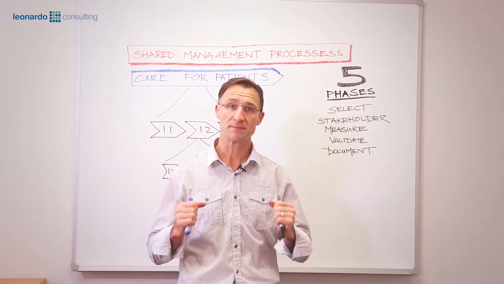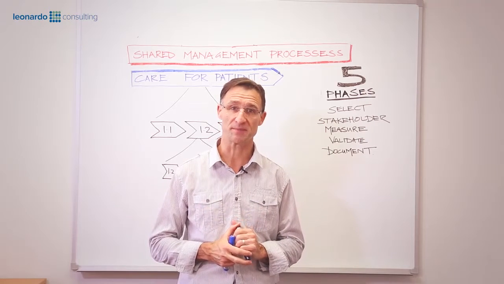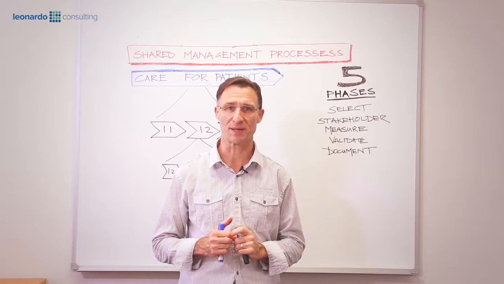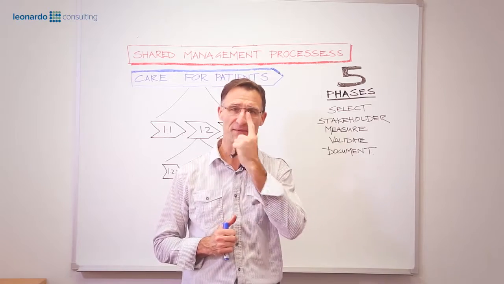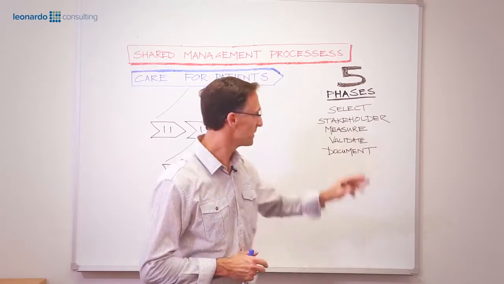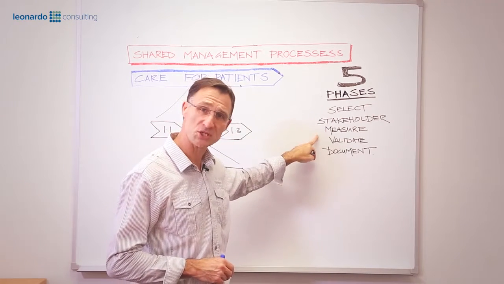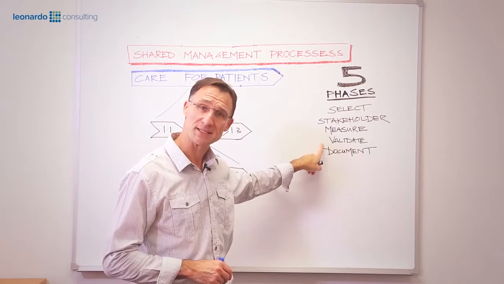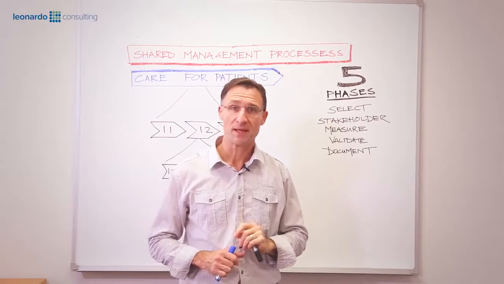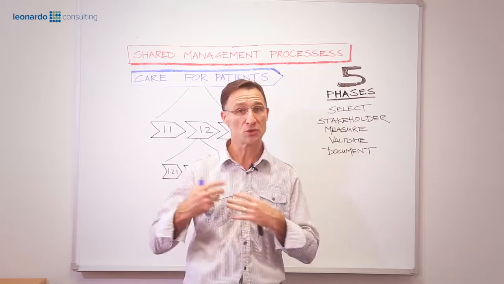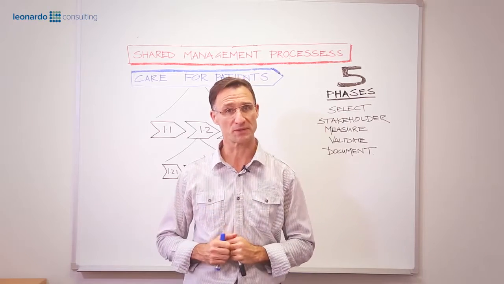We're talking about the 7 enablers of business process management. Last time we spoke about process architecture. Today we're going to talk about process measures. There are 5 phases of process measures: select, stakeholders, measures, validate, and document. In these 5, you would apply these phases to your processes within your process architecture.